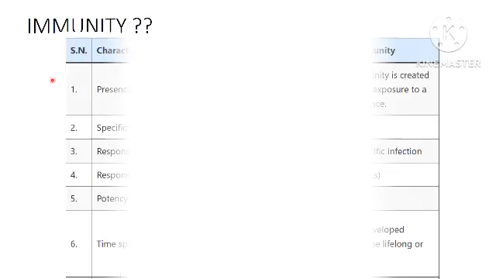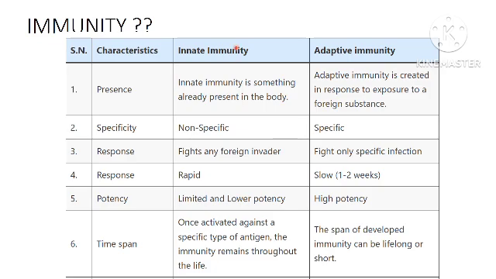How do you define immunity, and how many types of immunity do we have? So in simple terms, immunity can be defined as a defense against microbes. There are two types of immunity: innate immunity and adaptive immunity. Innate immunity is something which is already present in the body. Adaptive immunity is created in response to exposure to some foreign substance.